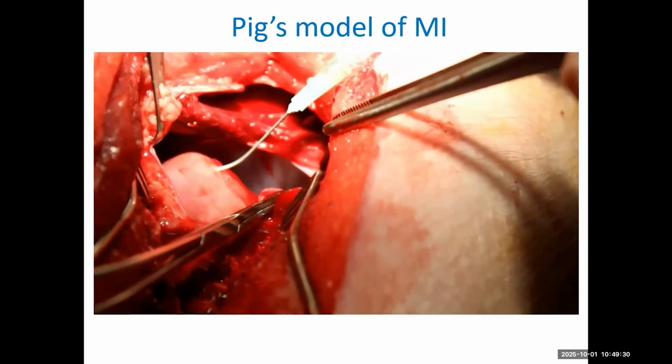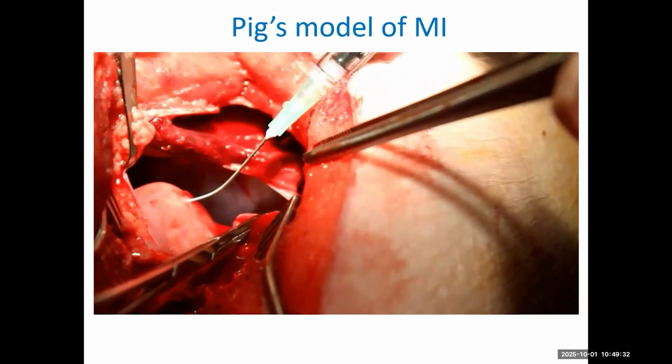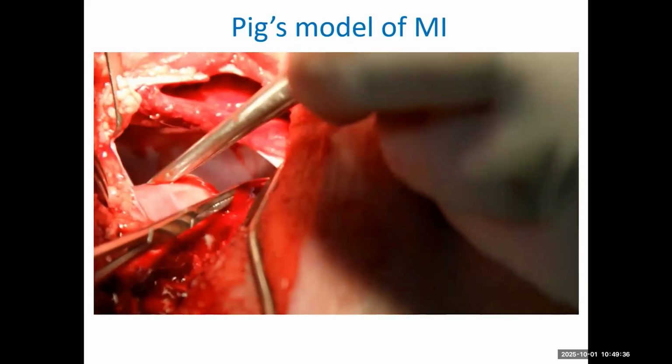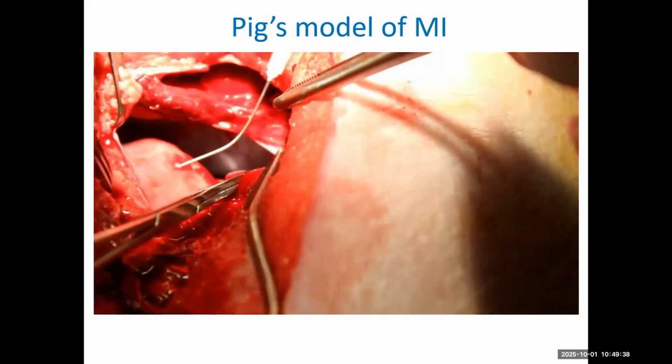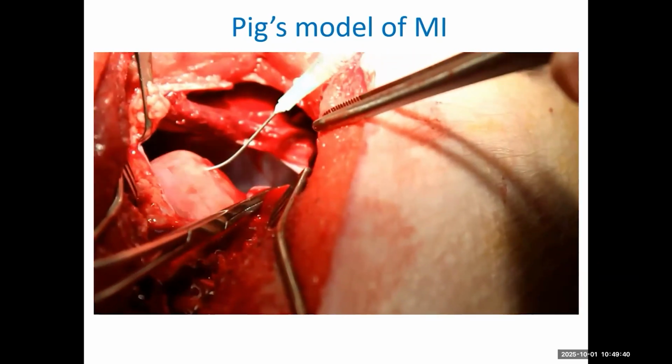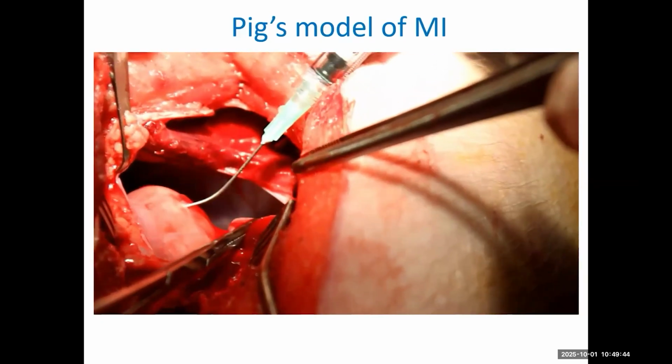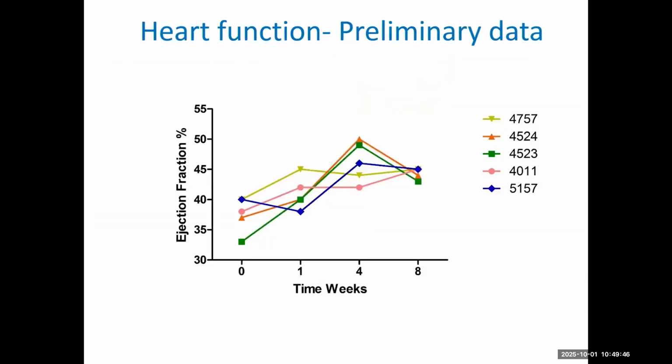We can inject them into the heart. Of course, this is an open chest surgery in pigs, just because it is expensive to do it without opening the chest, but we can do it from the inside as well, and we can elevate the ejection fraction in pigs as well. So now we have this hydrogel with the cells.